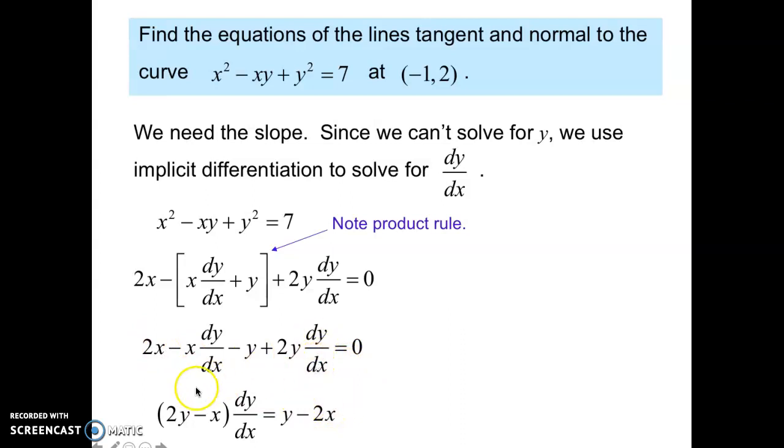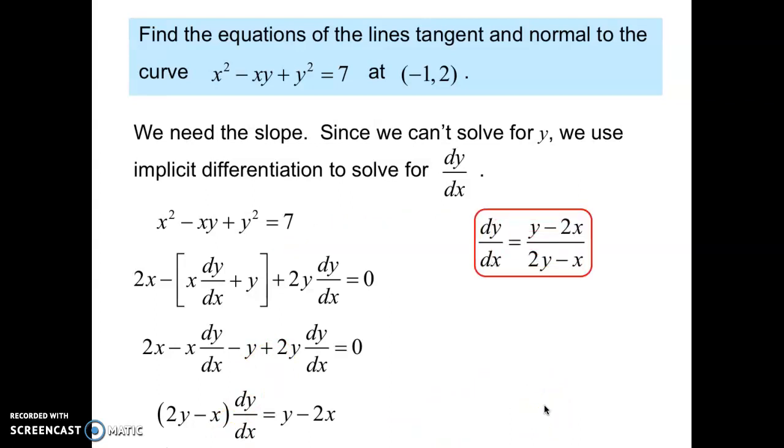Factoring out the dy dx, I get the common factors here of 2y minus x, or you could say -x plus 2y. And then dividing both sides by those brackets or those parentheses, I get the derivative of this expression.